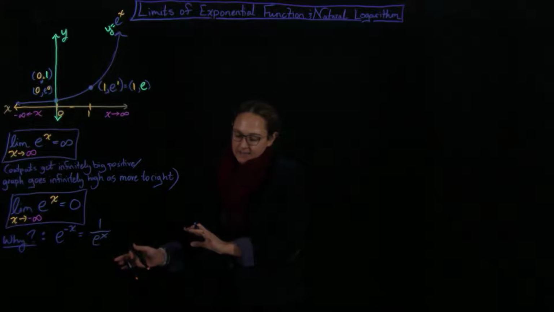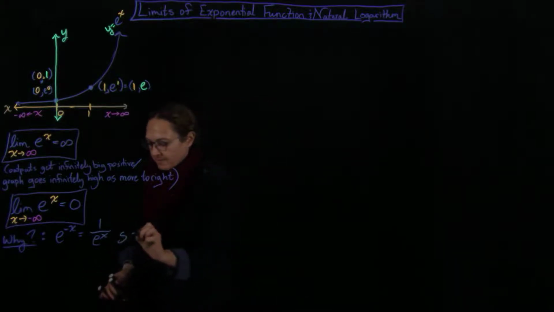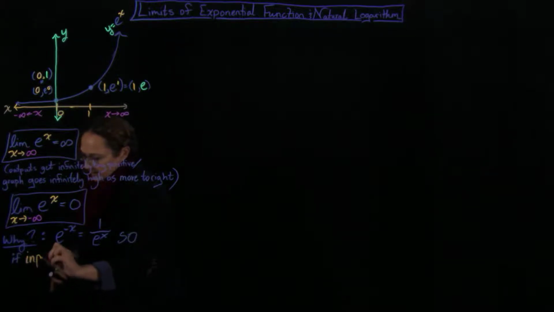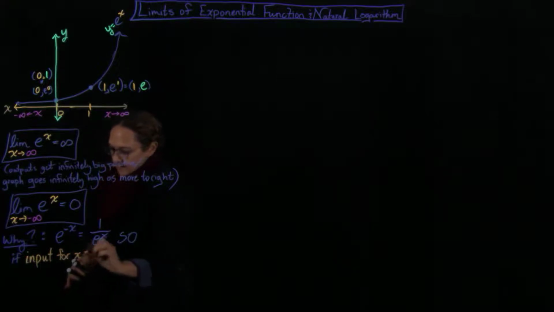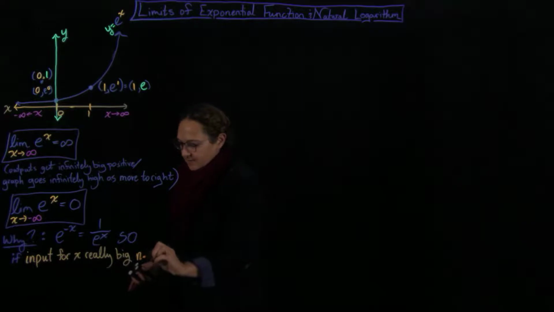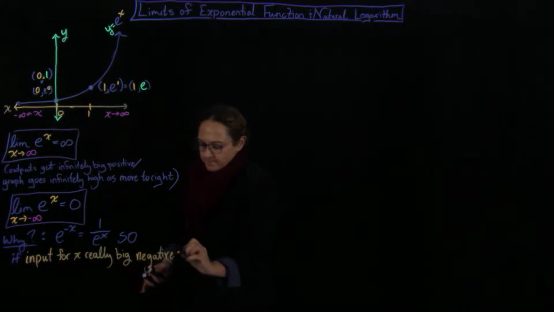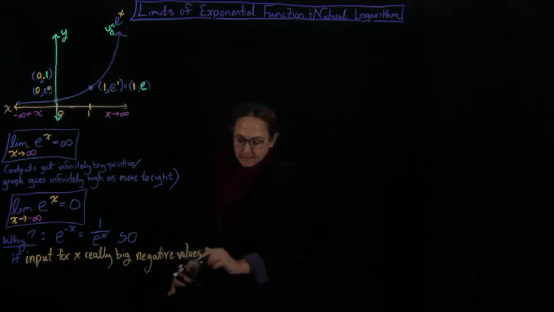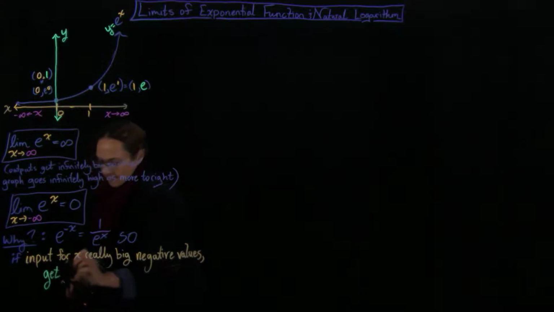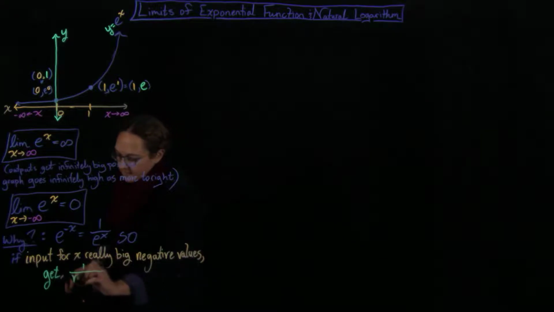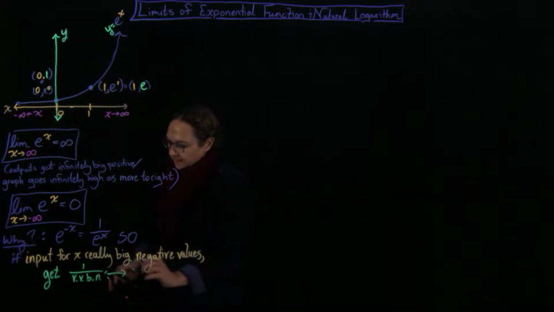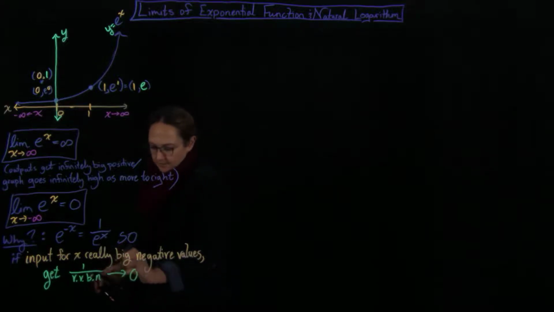If I'm putting into x really big negative values, okay, so if I input for x really big negative values, then what's happening is, as an output, I'm going to get 1 over very, very big negative, but I know that converges to 0. Oh, sorry, I get 1 over very, very big positive, actually.